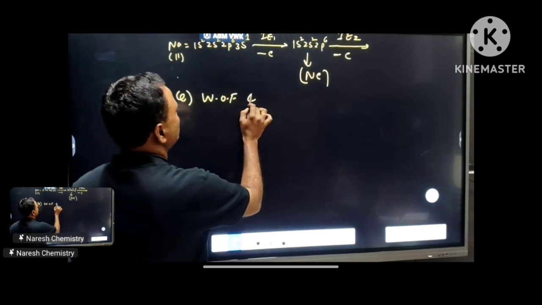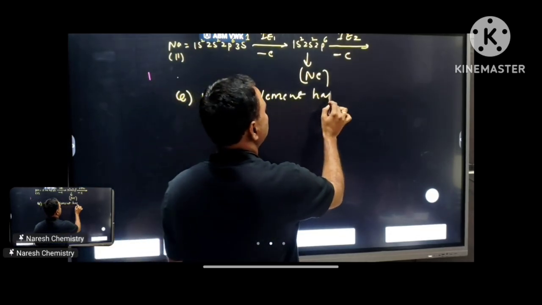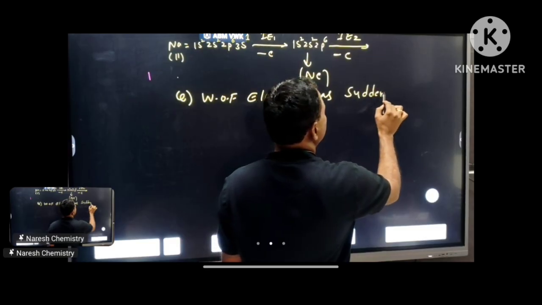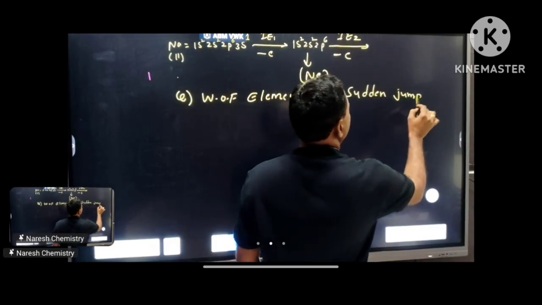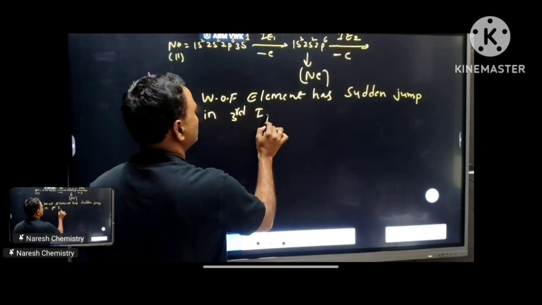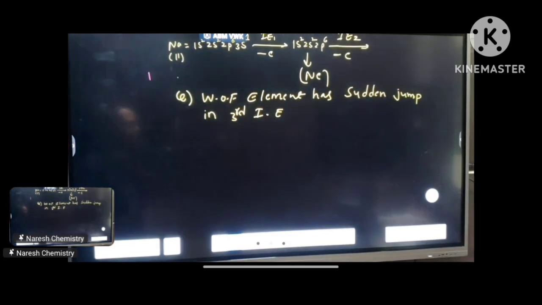Which of the following elements has a sudden jump in third ionization energy? Sudden jump in third ionization energy.